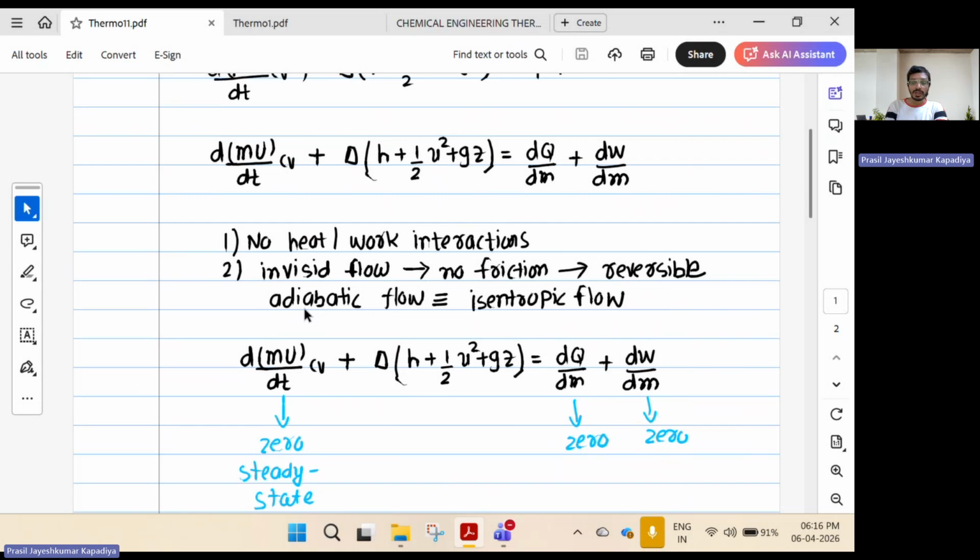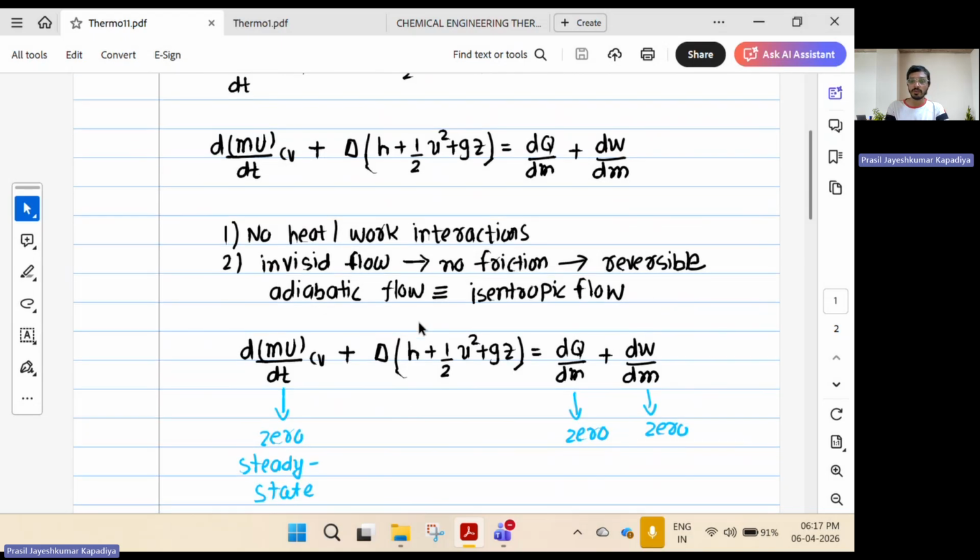So when there is no friction, it is considered a reversible adiabatic flow. And when it is reversible adiabatic flow, you know from the second law of thermodynamics, dS is equal to dQ by T. When it is reversible adiabatic flow, therefore dQ is equal to 0. If dQ is equal to 0, then dS should be equal to 0. So it is called isentropic flow.